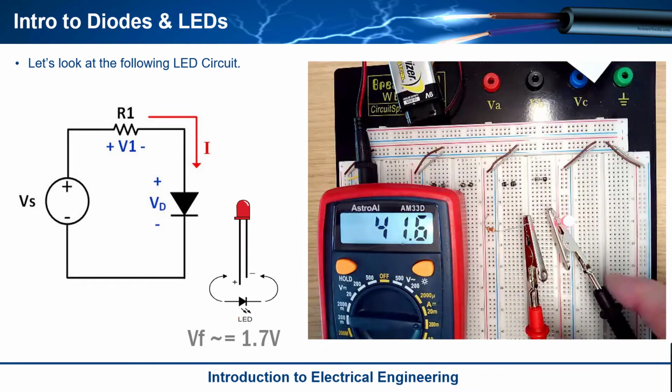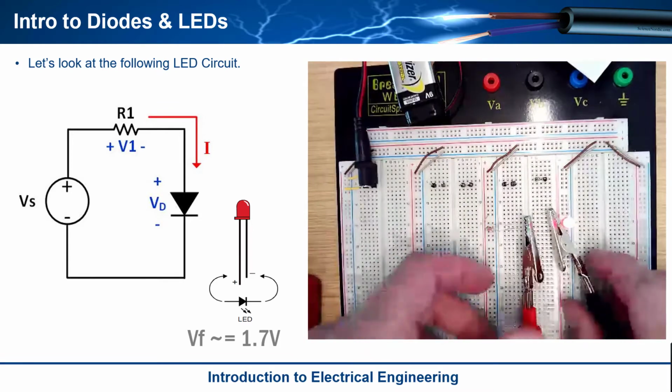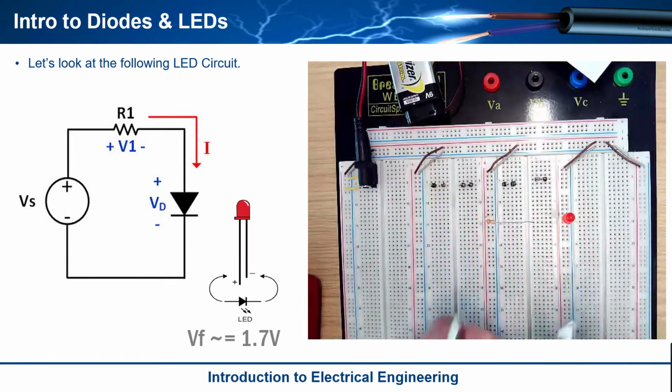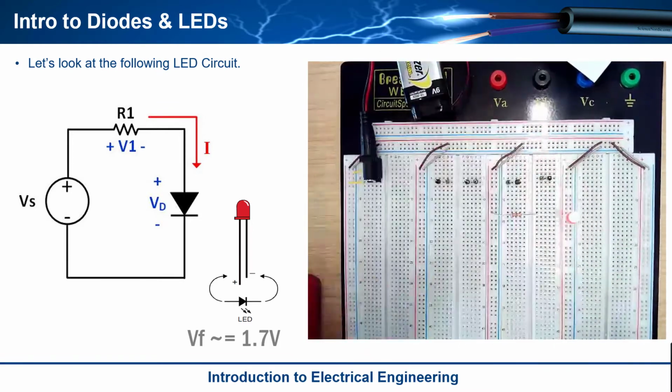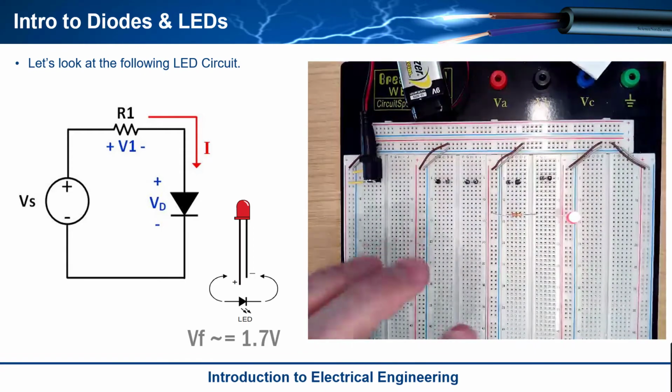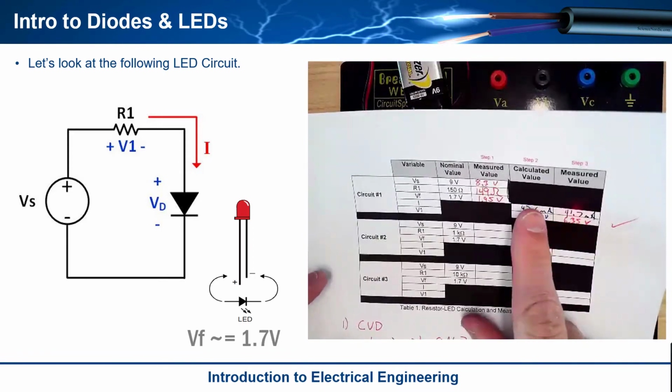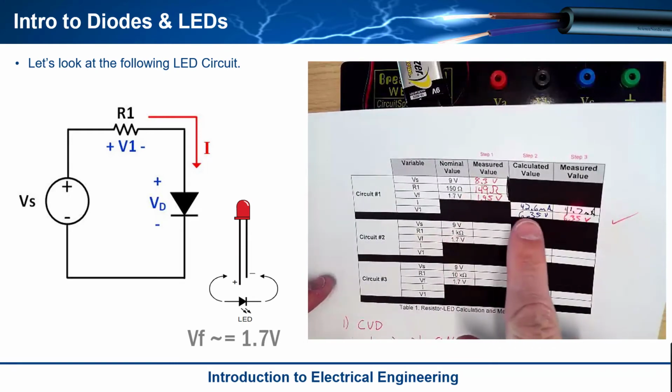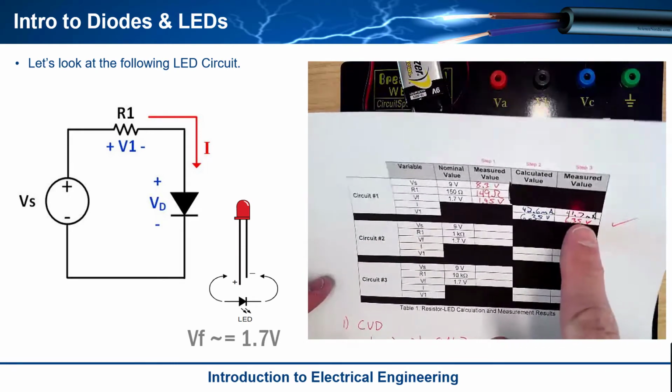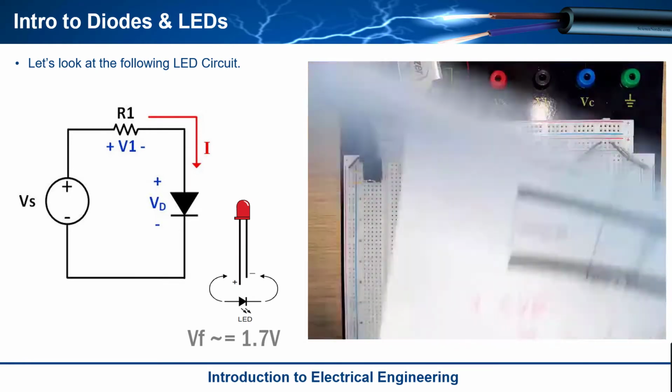Why do you think it's going down? I can tell you exactly why it's going down. It's because my battery's dropping. But that's all right. Pretty dang close. What's even cooler is that I was able to calculate what I was expecting, and then I got it almost exactly. So this constant voltage drop actually works.